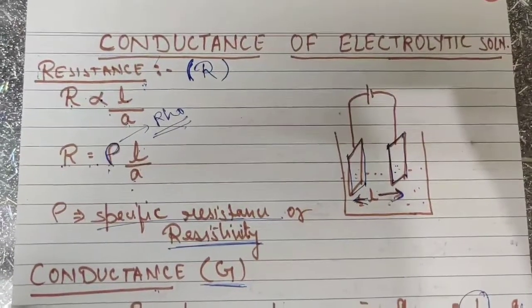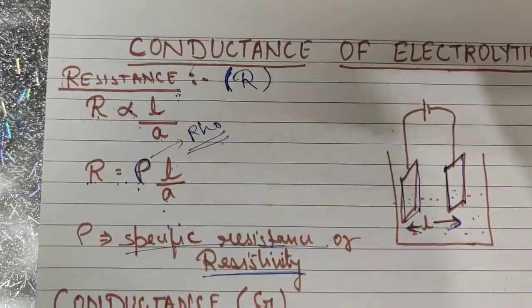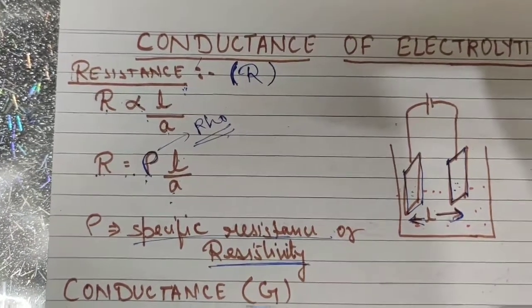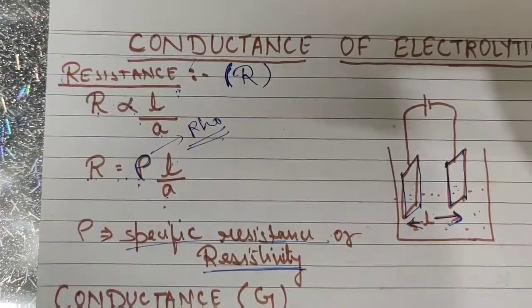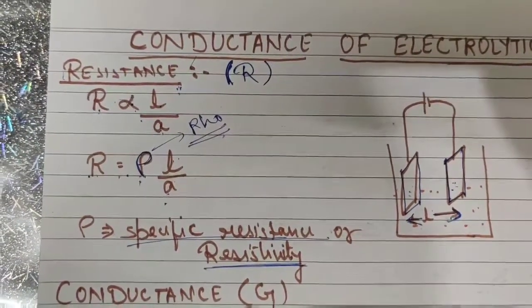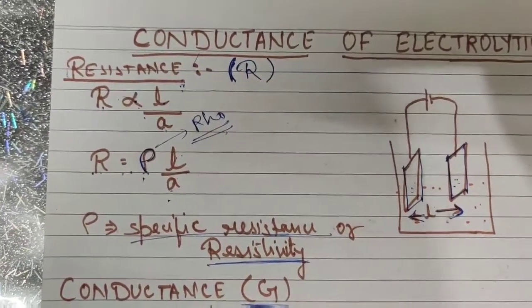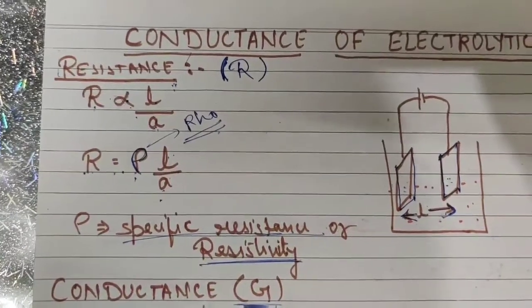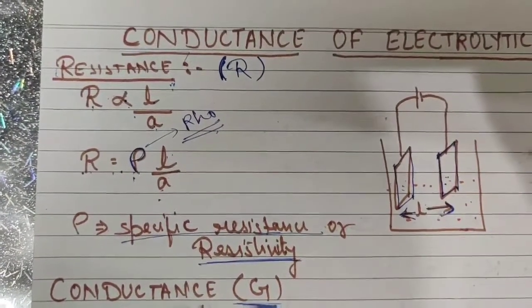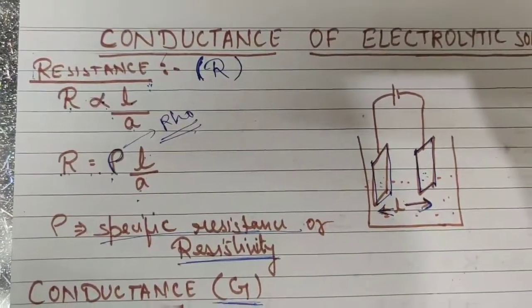Before I proceed with conductance, let me tell you something about resistance, because it is a known term to you, and you must have done this in physics also. As you know, resistance is denoted by capital R. Resistance is defined as the hindrance in the path of flow of charge or ions or electrons. So resistance is the hindrance in the flow of electrons.